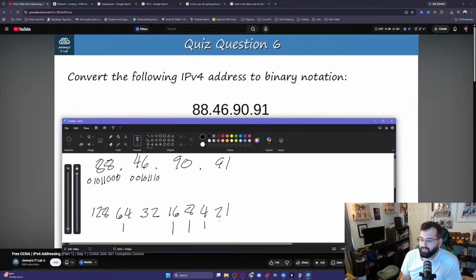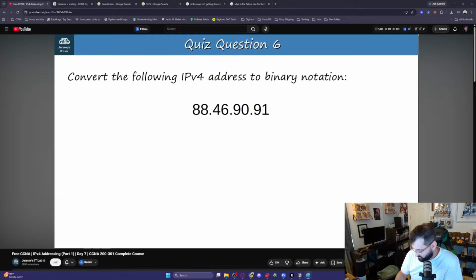That's where I messed up. Plus 8, which would be 88. Plus 4, which would be 92. But that breaks it. We don't want that, so it would have to be 2. So it'd be here. Okay, I feel like I'm getting faster. 0, 1, 0, 1, 1, 0, 1, 0.